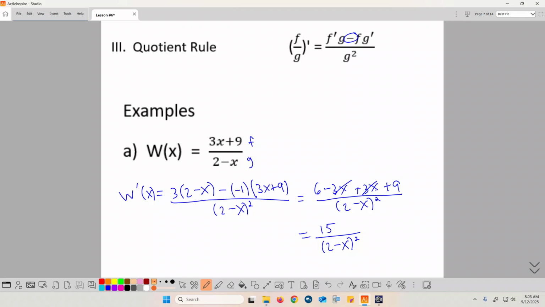All right, that's pretty much how the quotient rule works. You'll get all kinds of functions in here, but basically, that's the idea.